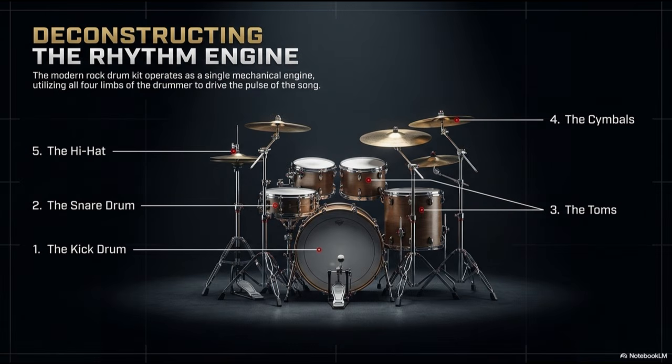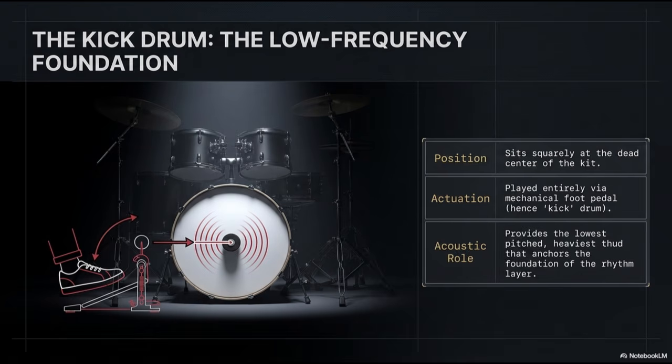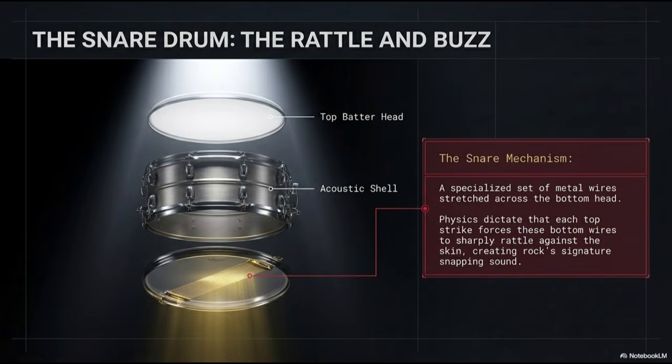Let's take a look at the basic elements of a drum kit. At the center, you have the bass drum or kick drum. Of course, we call it a kick drum because you're playing it with your foot. Then there's the snare drum, which is a specialized drum that has metal wires that run across the bottom head, which rattle or buzz each time the drum is hit.